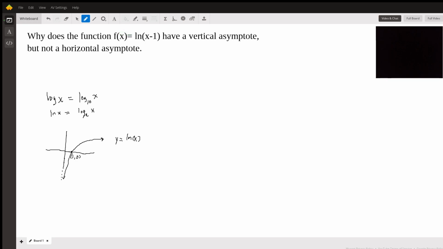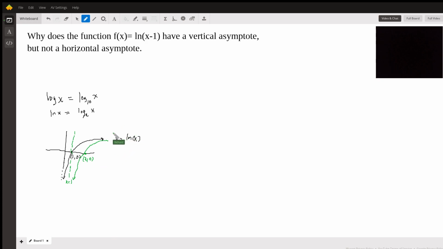So this is something you should have learned earlier in Algebra 2. So this has been shifted 1 unit. When we shift it to the right 1 unit, we're going to get 2, 0 as our intercept. But now the asymptote also shifts to the right, you see. So here's my asymptote. So x equals 1 is my new asymptote. But the curve itself looks the same. It's just shifted over 1 unit to the right.